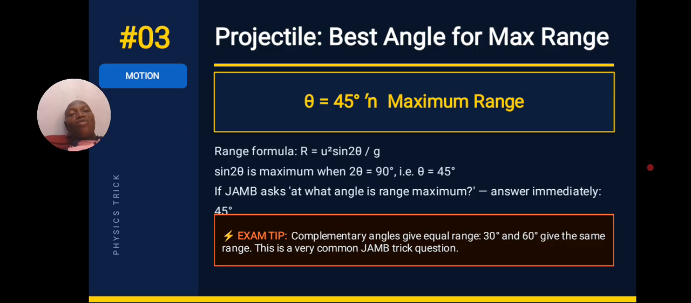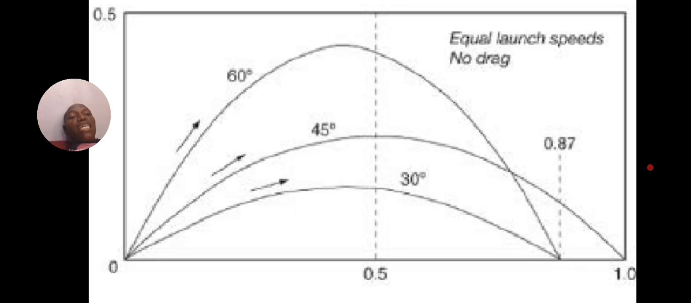Please, I beg you. I know why I'm saying this. So if JAMB asks you what the angle is to reach the maximum range, what's your answer again? 45 degrees. So I have put an image here just to make it solidify in your brain. Look at 3 different projectiles.